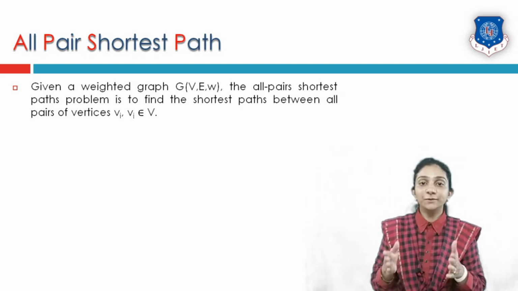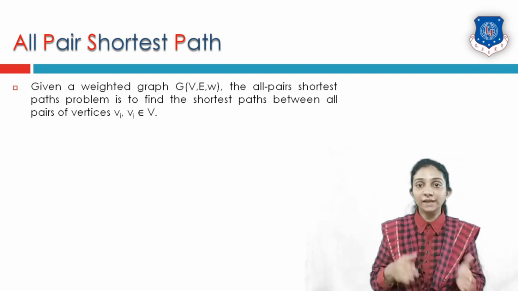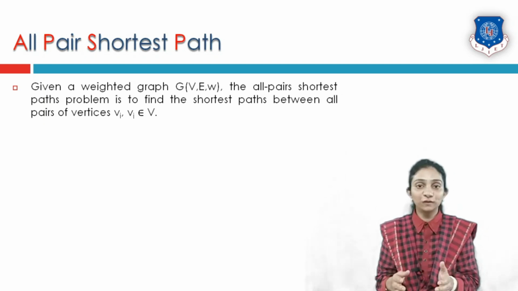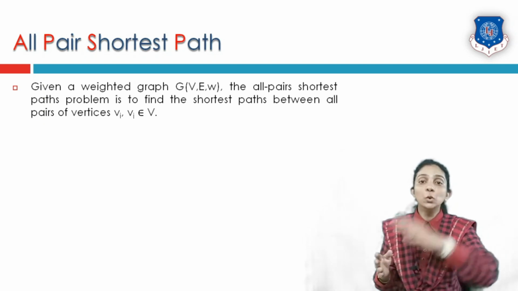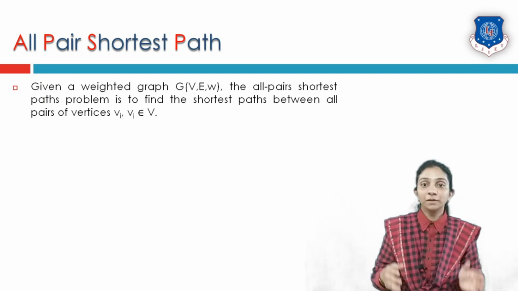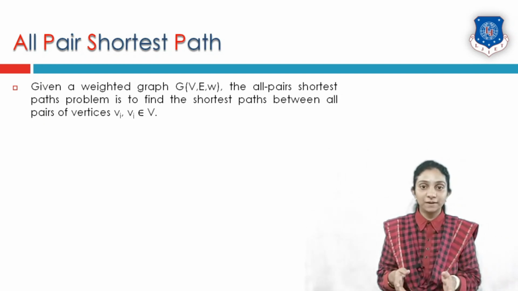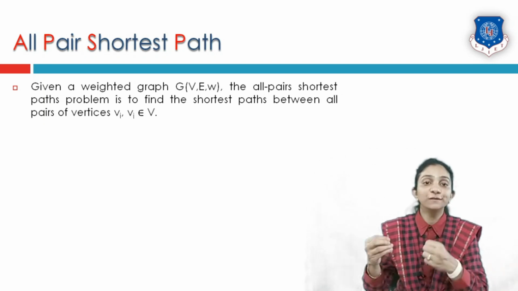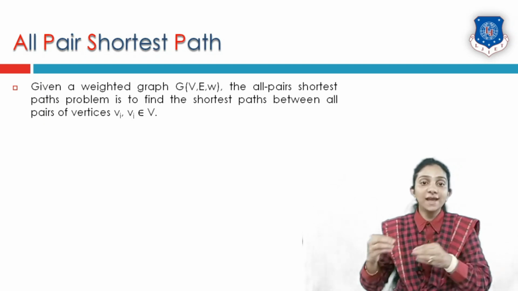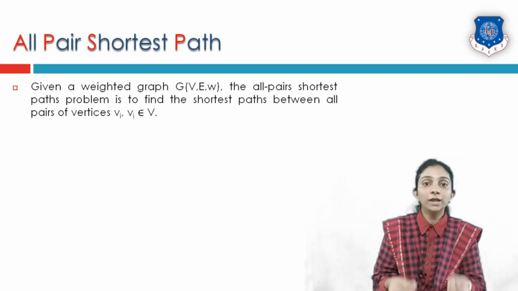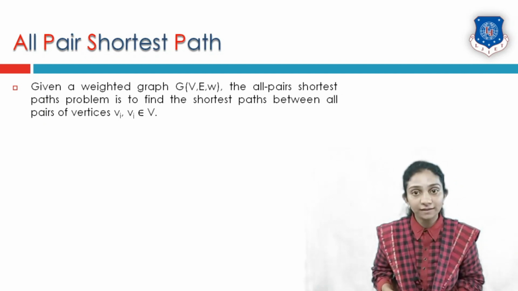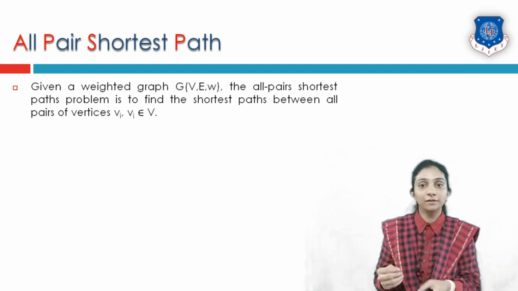Understand the difference from the single source shortest path. In a single source shortest path, a source node is given. From that source vertex, we have to find the distance to all other vertices, which are considered as destinations. But here in all pair shortest path, there is no such source vertex. Between each pair of vertices Vi and Vj, we have to find the minimum distance. That is what the all pair shortest path problem, or simply the shortest path problem, is.